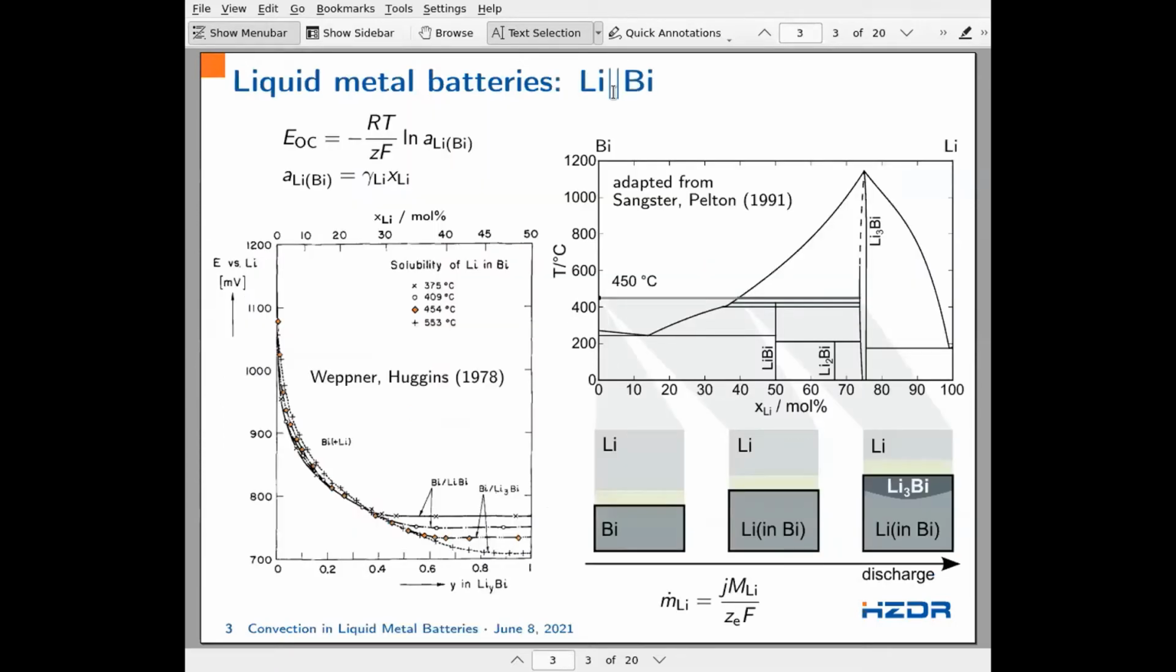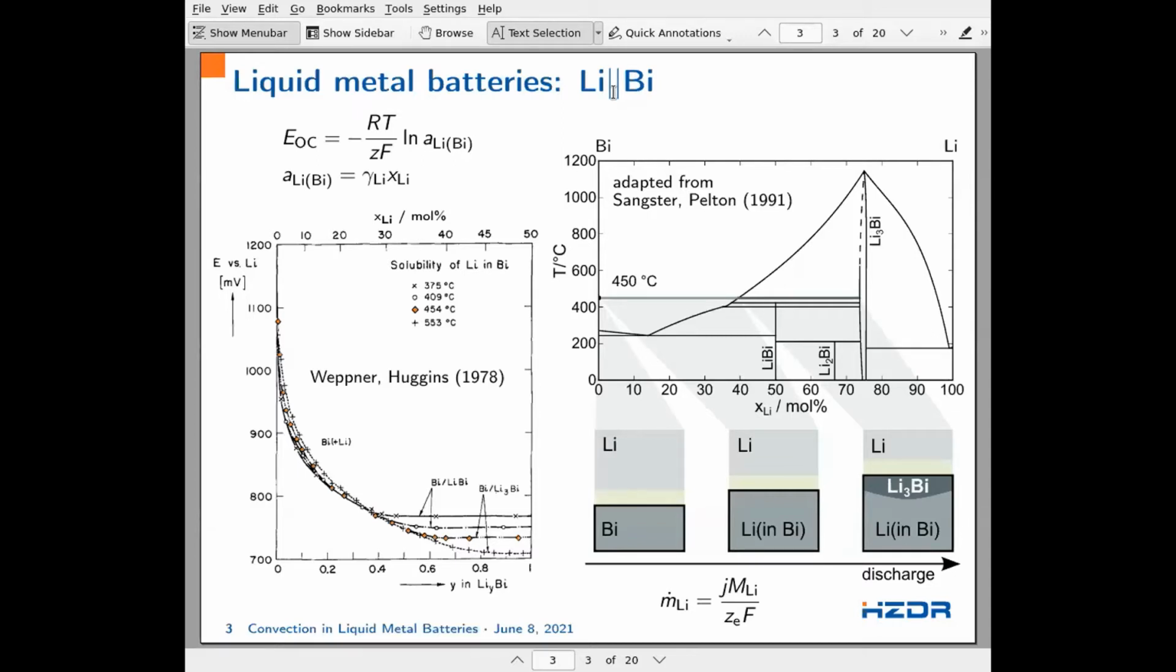I focus on the system lithium bismuth. That means lithium on the top, bismuth on the bottom, and various salt mixtures in between. The voltage of the cell at rest, so the open circuit voltage or rest potential, is simply proportional to the activity of lithium in the bismuth cathode. And I've taken here a diagram from Weppner and Huggins, 1978.